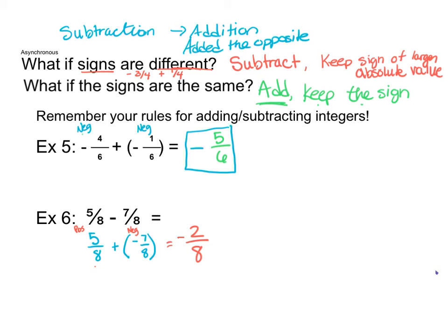Okay. Now, can I simplify? If we can simplify, we need to simplify. So we can by dividing by 2 on the top and 2 on the bottom. So my final answer would be negative 1/4.